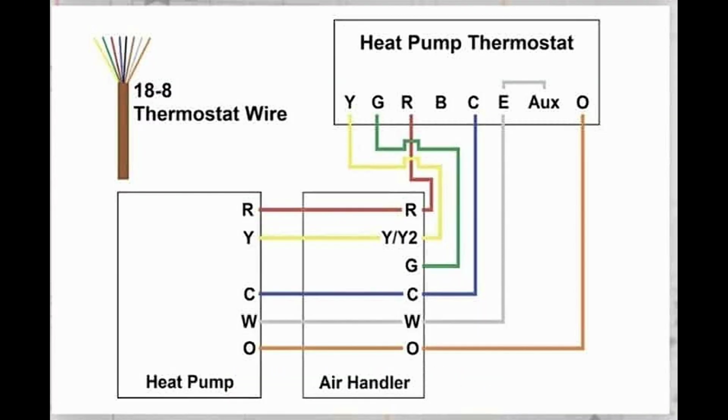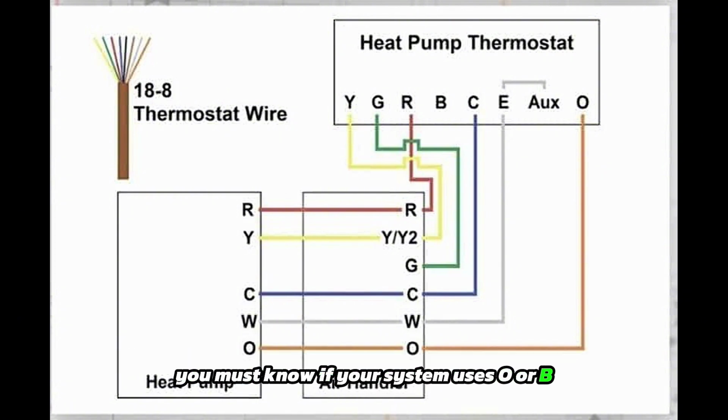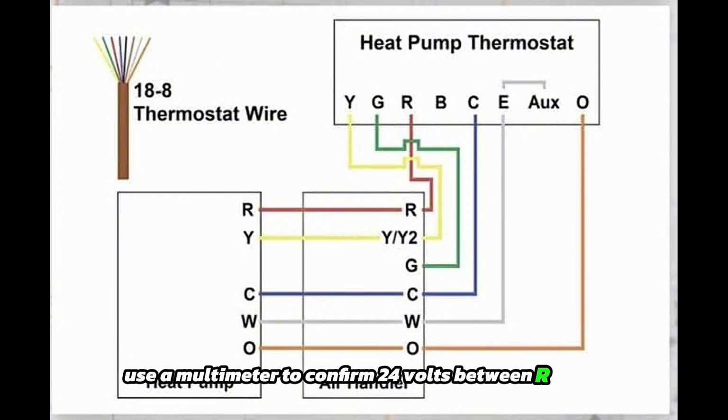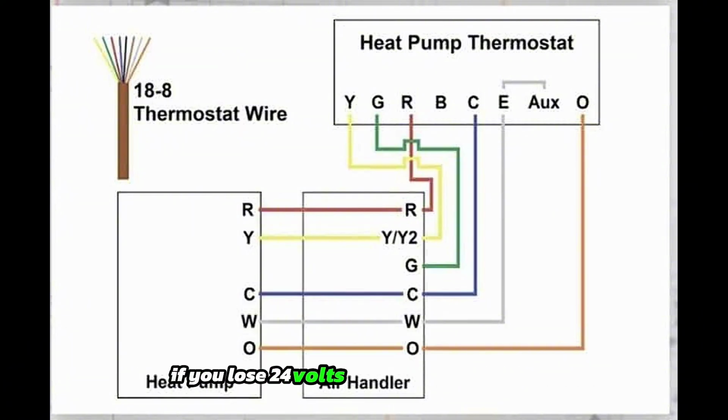Important notes. The O or B terminal only energizes when in heat pump mode. You must know if your system uses O or B, never both. Use the common wire C if you're installing smart thermostats. Some thermostats combine terminals internally. Always read the manual. Use a multimeter to confirm 24 volts between R and C. If you lose 24 volts anywhere in the circuit, nothing will work.